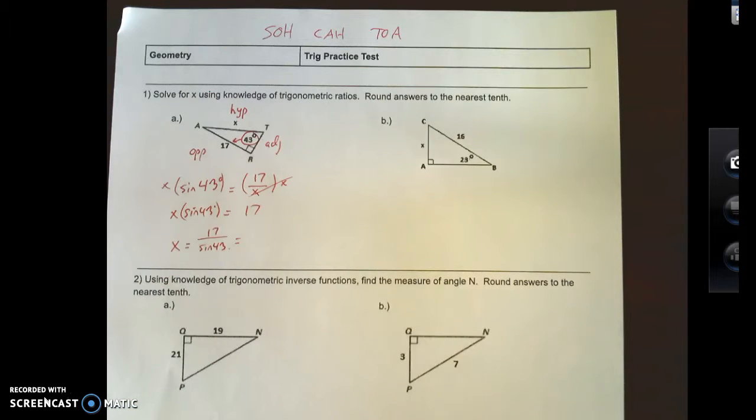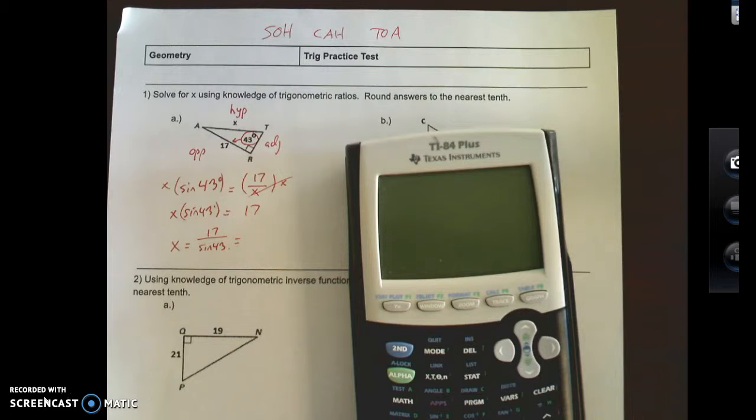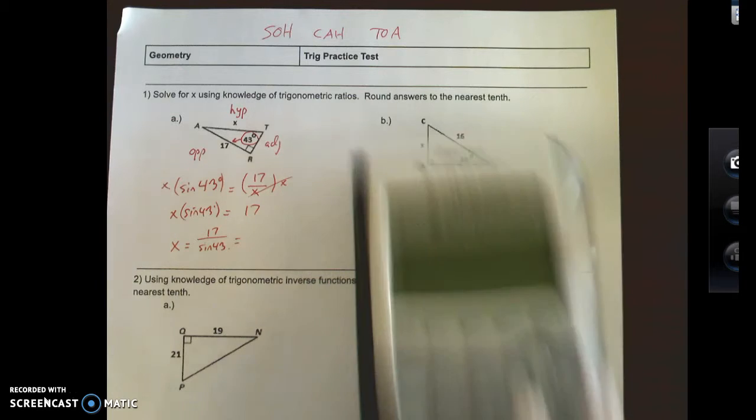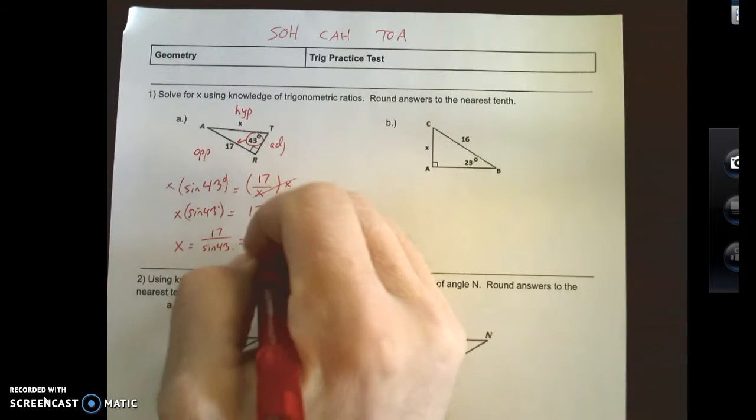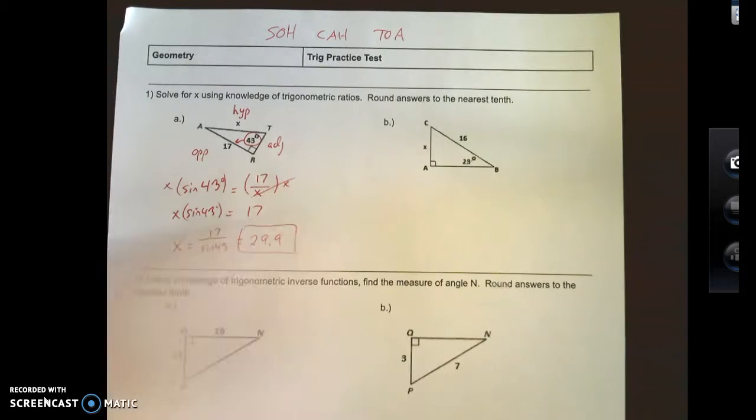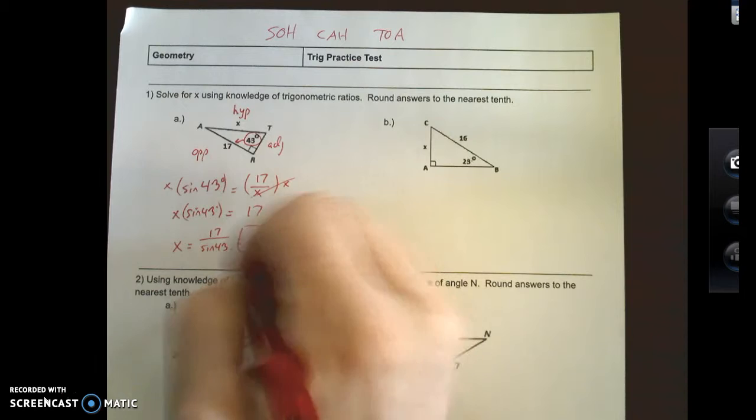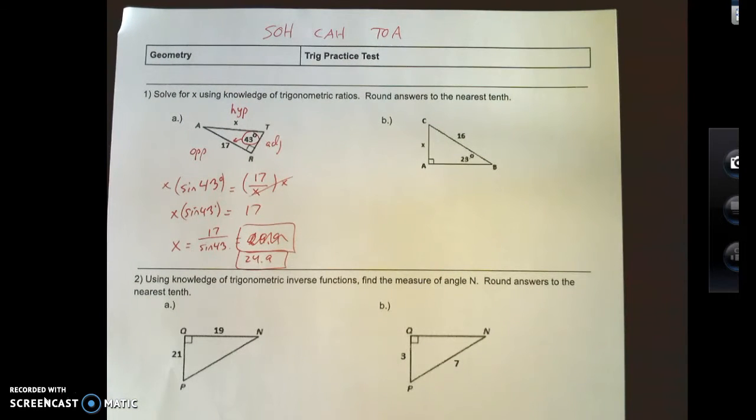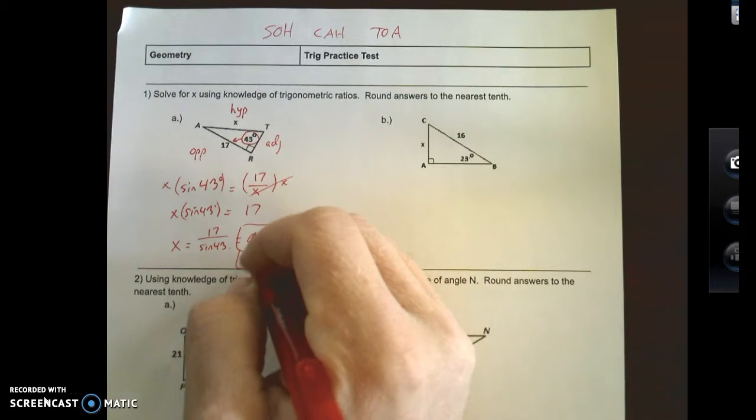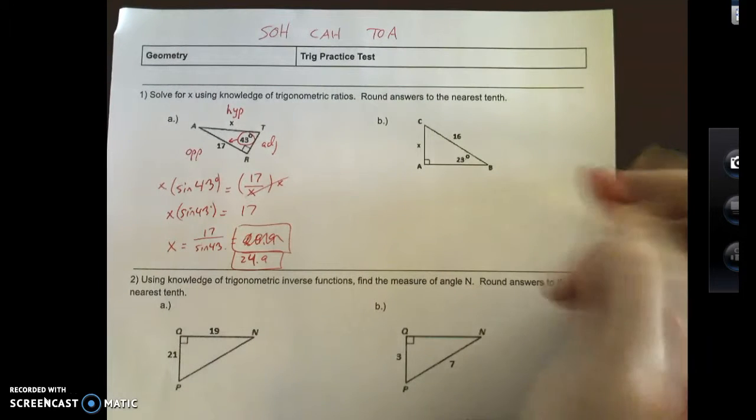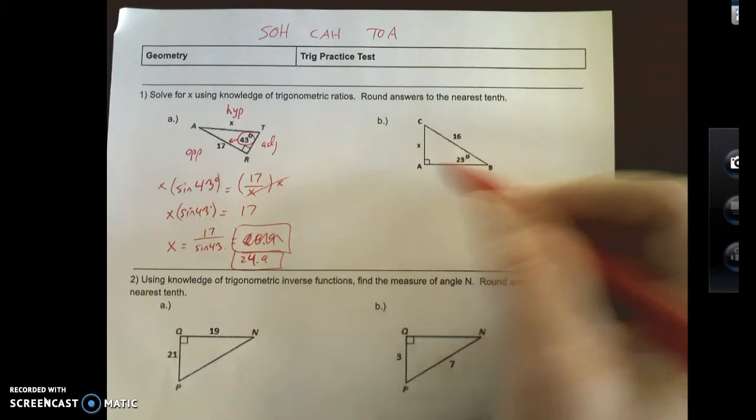So if I take my calculator and I go 17 divided by sine 43, 29.9, round to nearest tenth, there we go. Oh, 24.9, I can count. I think that was right. Okay, very good. So for part B, much the same. I'm trying to solve for x.